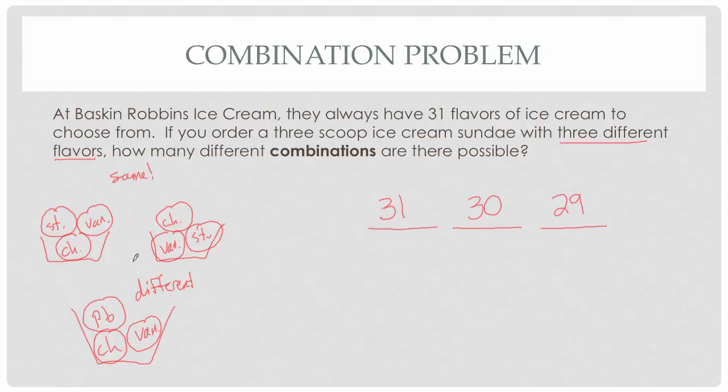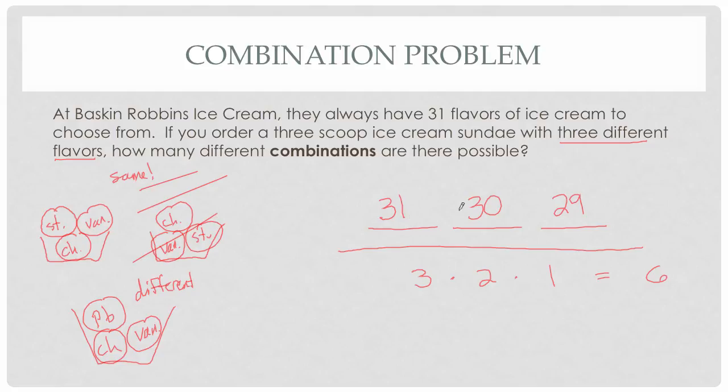So I need to not overcount all the different same ones, even though they're different orders. So there's where I need to divide all the ways I'm counting the same combination. There were 3 scoops, right? So all the different ways of 3 things are 3 times 2 times 1. That's all the different ways. It's a permutation, right? How many different ways can I arrange 3 scoops of ice cream? 3 times 2 times 1 means there are 6 different ways to have the same thing.